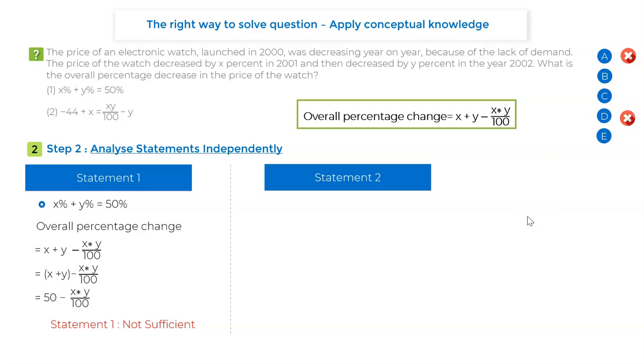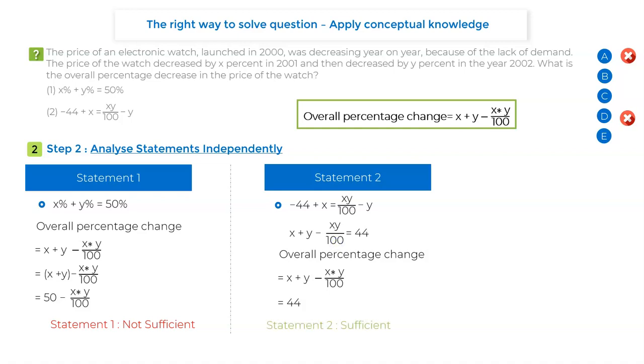Now, the second statement is this, and if you have this expression with you, you should be able to identify that if I take Y and X times Y to the left-hand side and bring 44 to the other side, you'll get exactly the same expression that you're looking for. Notice? So you can say that your overall percentage change is equal to 44%. So there's a 44% decrease in the price of the watch. And hence, the second statement is sufficient and the correct answer is B.